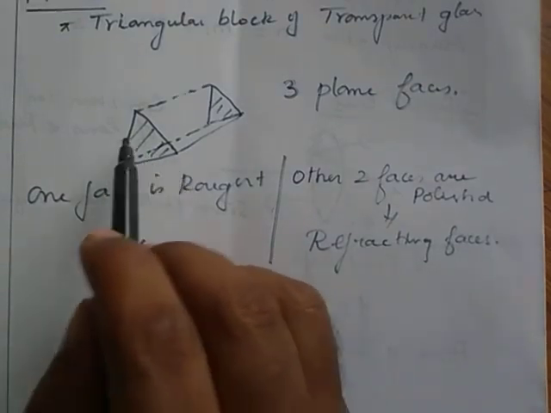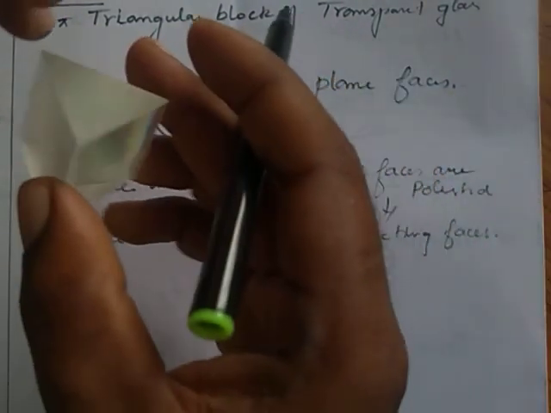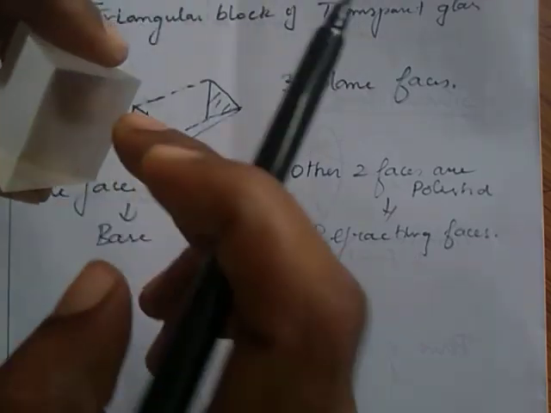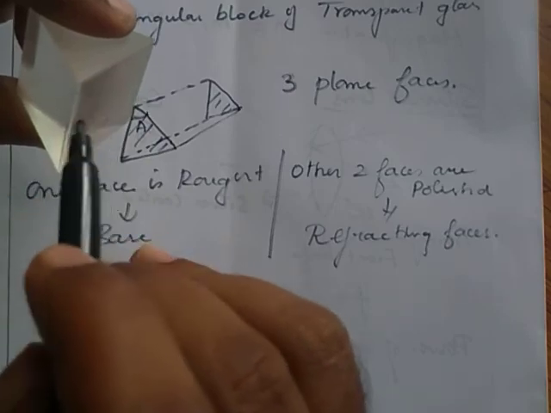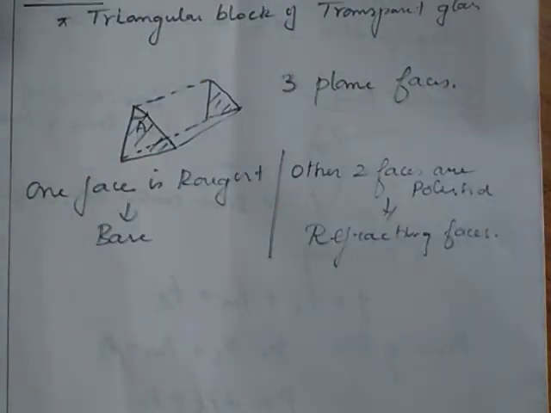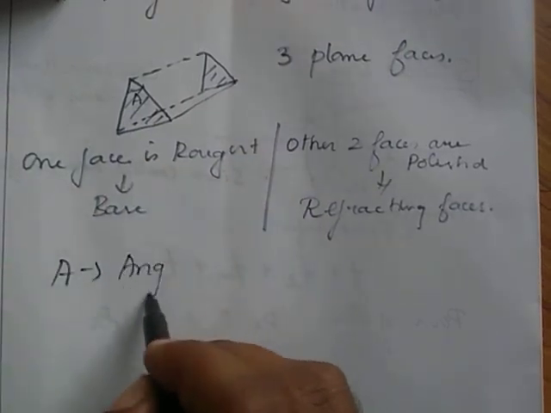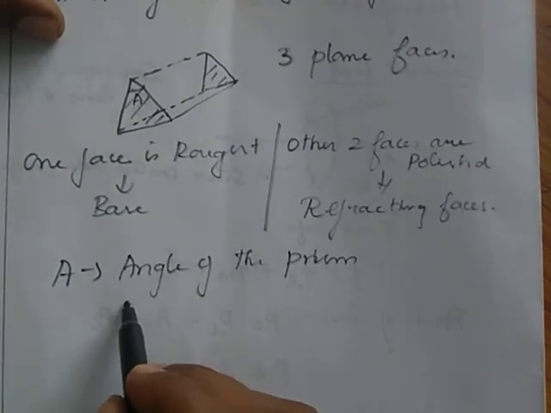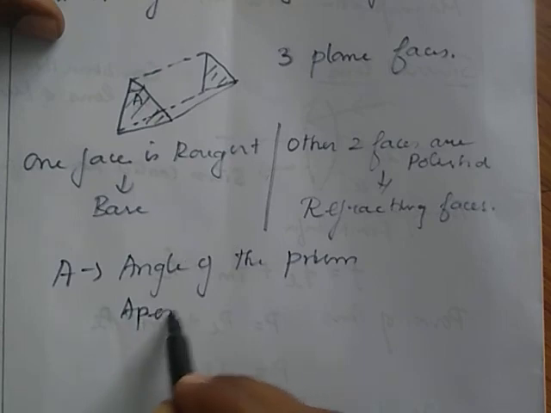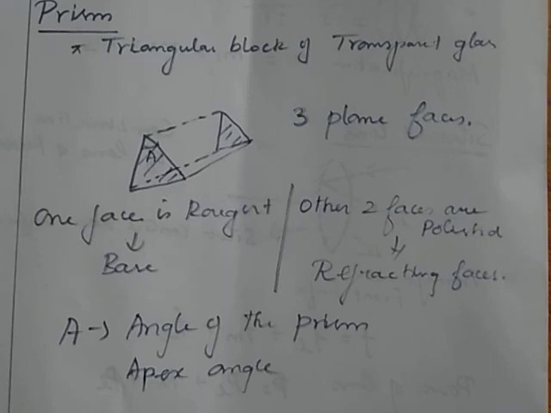Here the angle between the 2 refracting faces is known as the angle of the prism. See, this one is a refracting surface. The angle between the 2 refracting surfaces is known as the angle of the prism, or the apex angle, indicated as A. Okay students, in the next class let us discuss the angle of deviation produced by the prism.